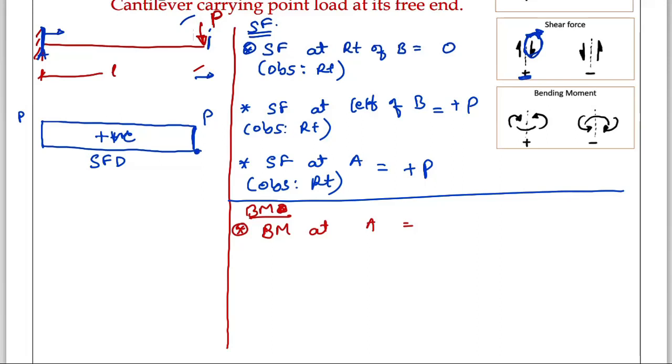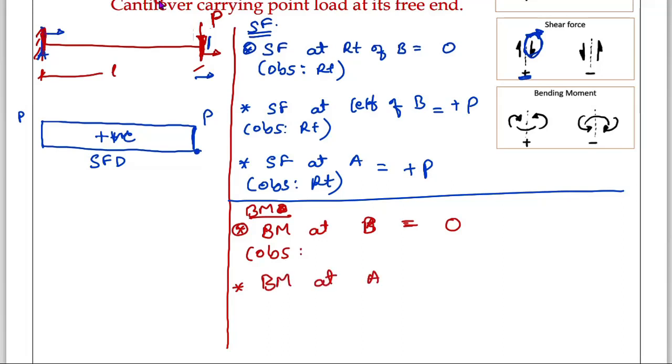Right? Now, bending moment at B point. When I consider B point, where do you want to observe? Observations you make on the right side. What are you seeing on the right side? Nothing. Zero. Therefore, over.